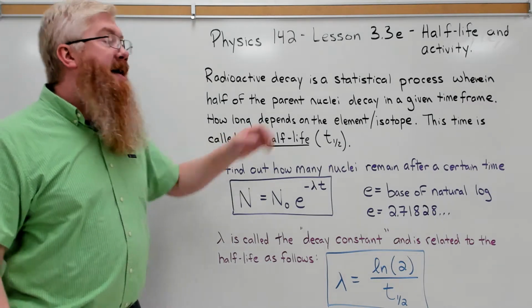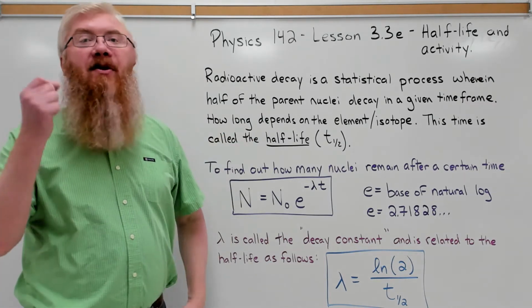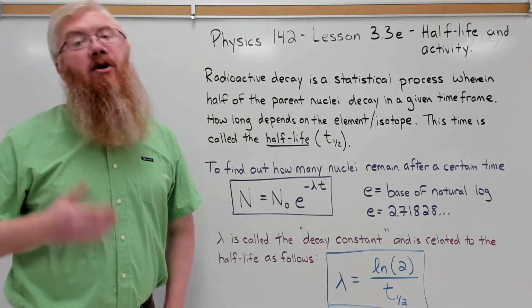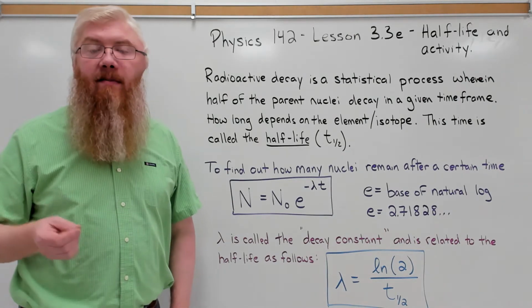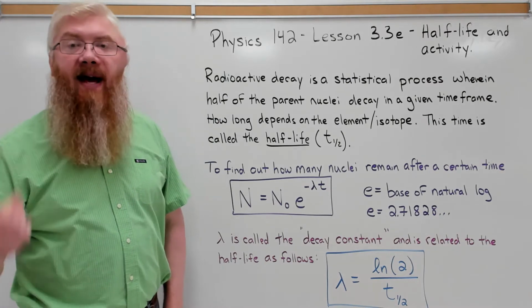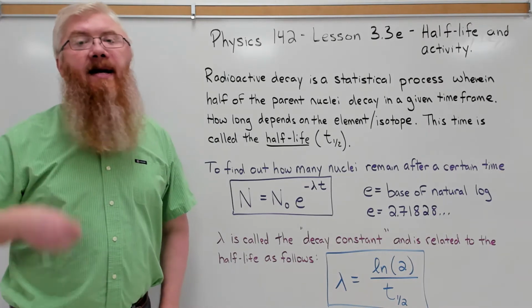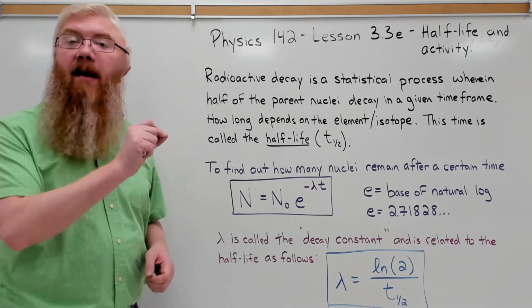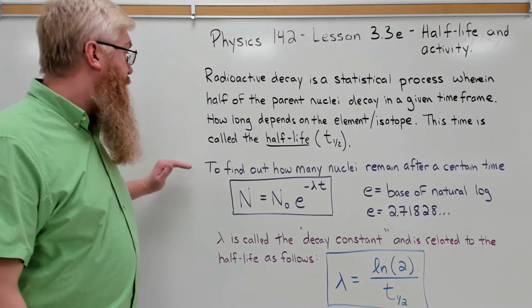Each particular type of isotope has a unique half-life. So carbon-14 has a half-life, and we can talk about what that is. Uranium-235 has a half-life. Uranium-238 has a half-life. Plutonium-239 has a half-life, and so on. Each one is separate from the other isotopes.